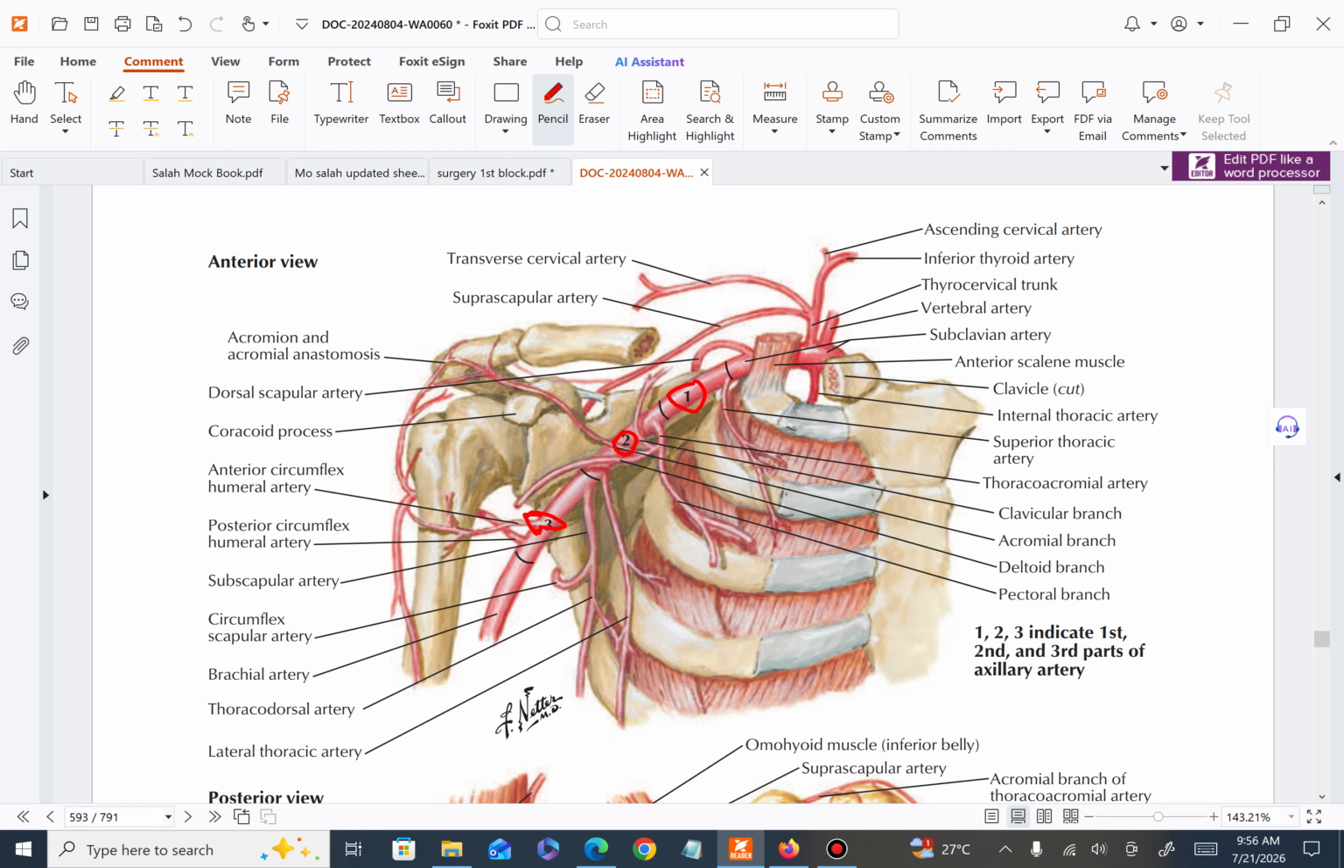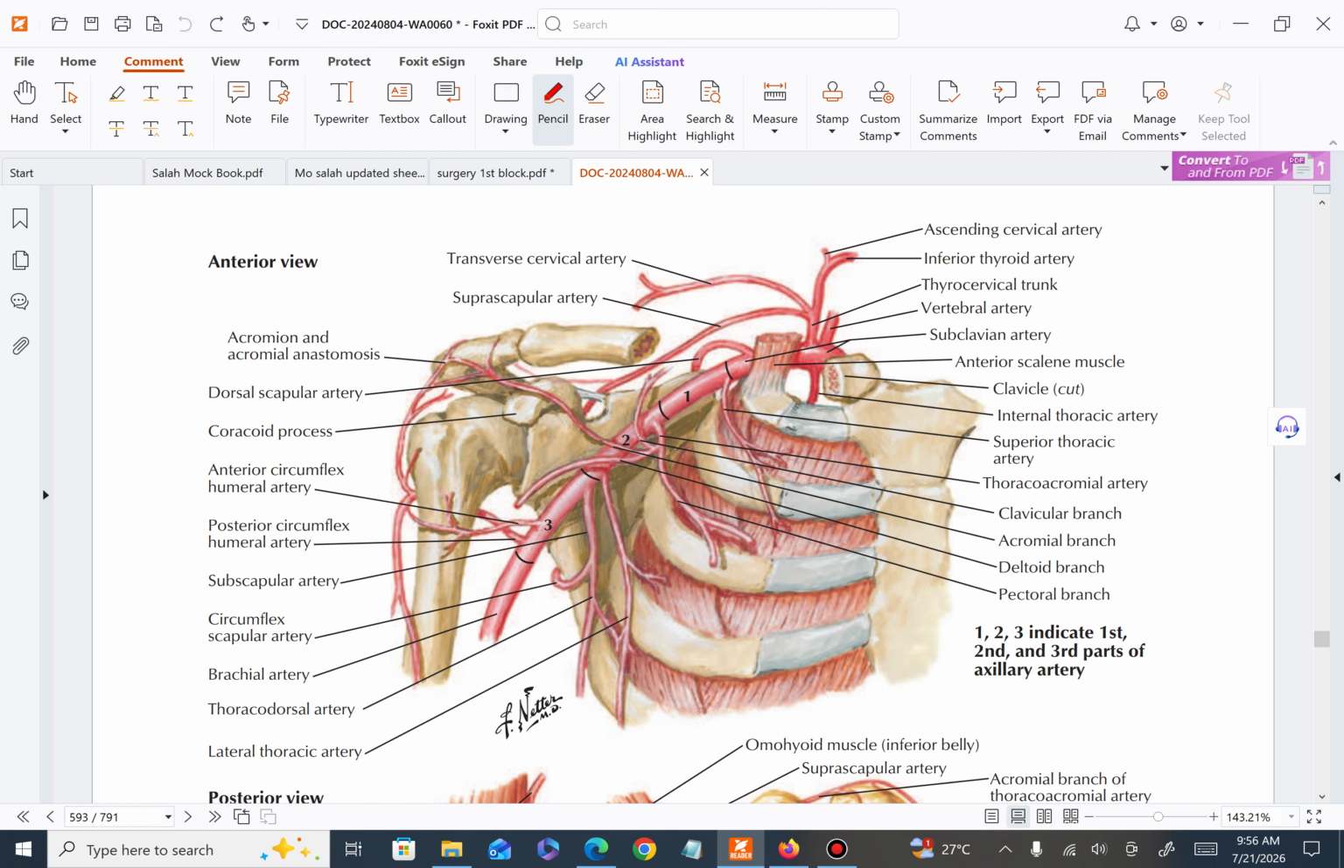The axillary artery is divided into three parts by pectoralis minor muscle, and here the muscle has been cut down. So the part which is above the pectoralis minor is the first part, then the part which is behind is the second part, and then the third part which is below the pectoralis minor muscle is the third part. So the axillary artery is divided into three parts.